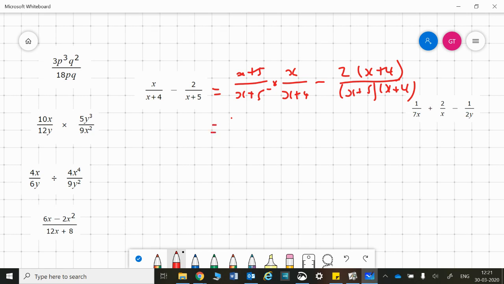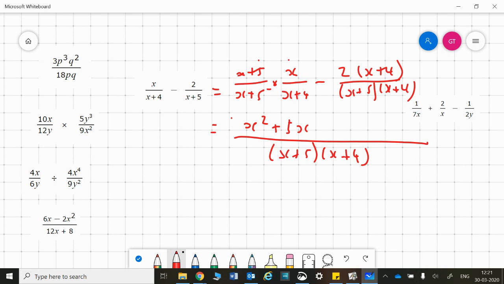Okay, so now I've got the same denominator when I put these two together. I've got x plus 5 and x plus 4 there. And then on the left-hand side of the fraction, I now have x and x plus 5. So x times by x gives me x squared, and x times by 5 gives me plus 5x. And then on the right-hand side, I've got take away, I'm going to put this in brackets here, take away 2 times by x and 2 times by 4, so plus 8.